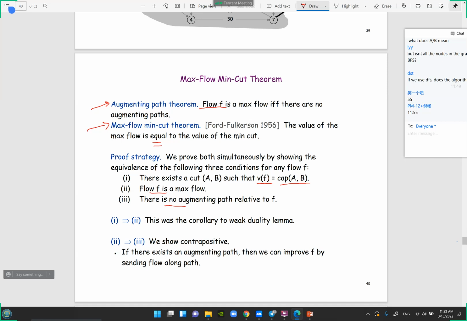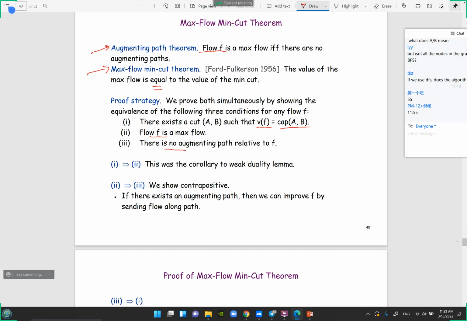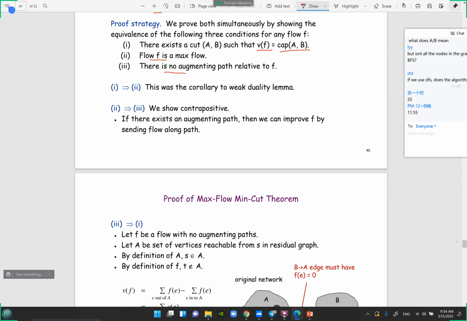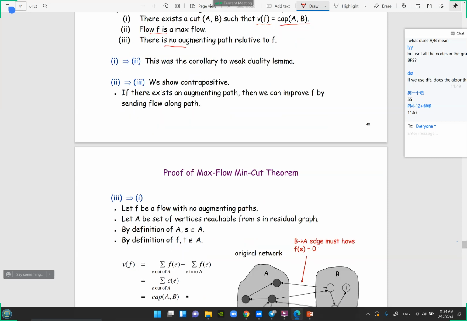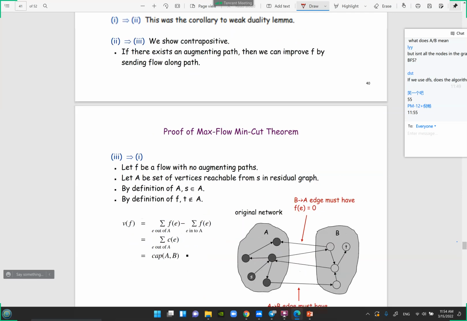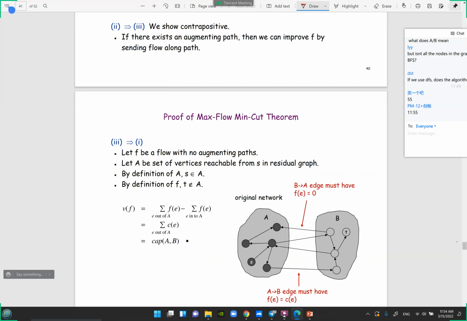And the final part is to show that the third condition implies the first condition. Meaning that if there is no augmenting path, then the amount of flow is equal to the capacity of some cut. Now, initially we don't know which cut that is, but I'll tell you that if you have a max flow, I'll tell you how to find a cut which has a capacity equal to the flow.